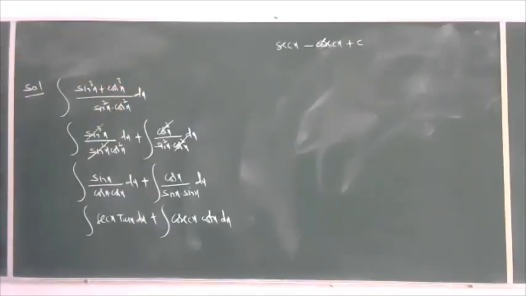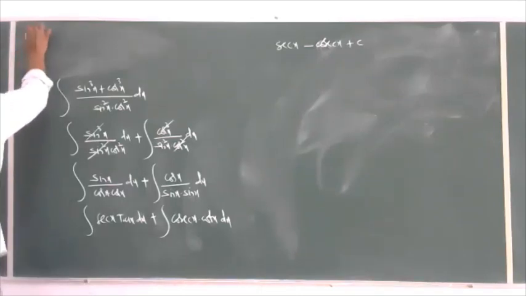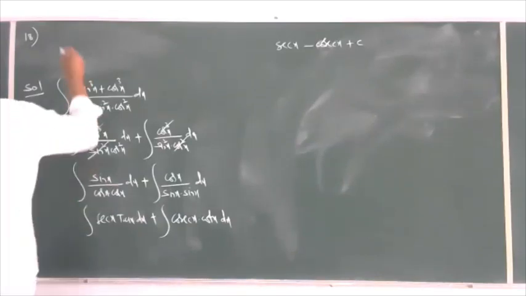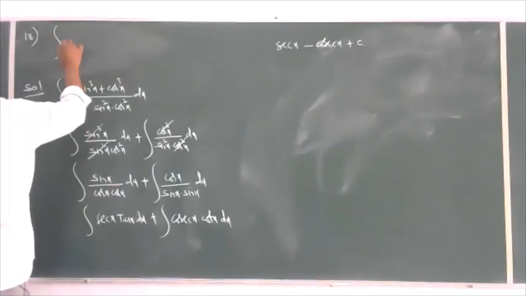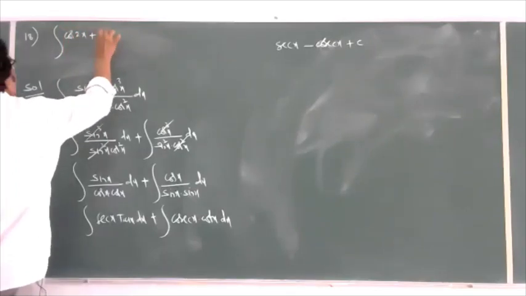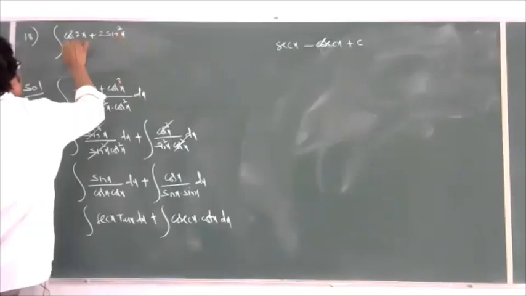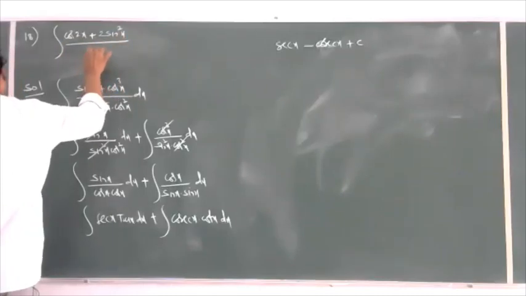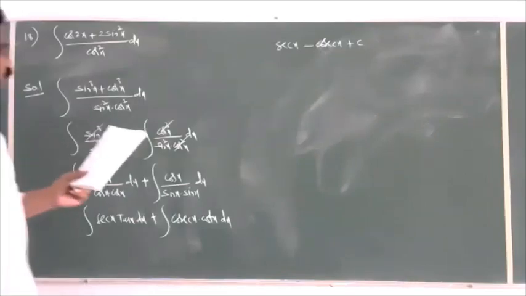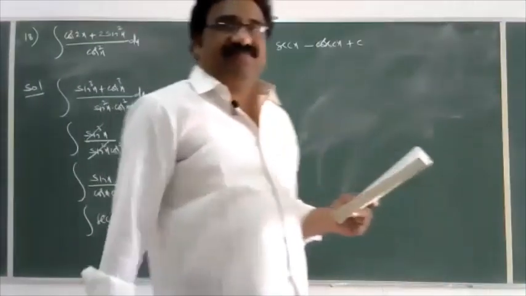So 18th problem. Integral of (cos 2x plus 2 sin square x) by cos square x into dx.